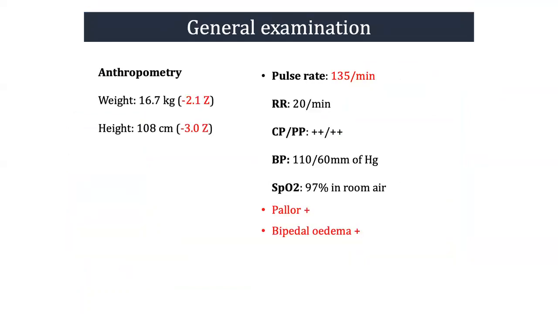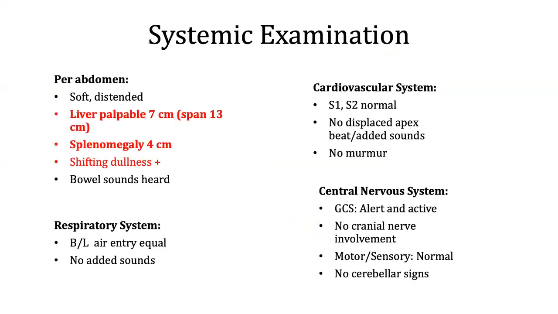So in general physical examination, she was wasted and stunted. She had tachycardia, and on examination had pallor and bipedal edema. In the systemic examination, she had hepatosplenomegaly. Liver was palpable 7 centimeter below the costal margin with a spleen of 4 centimeter, and a shifting dullness was present. The rest of the systemic examinations were within normal limits.